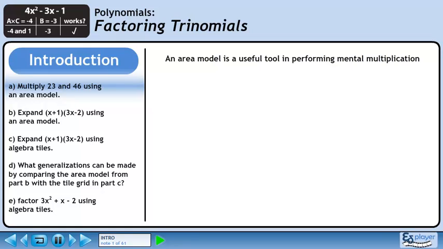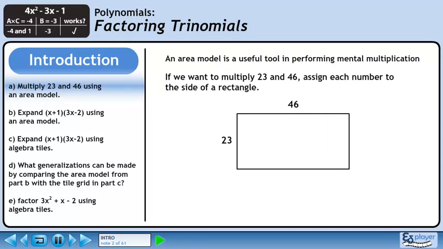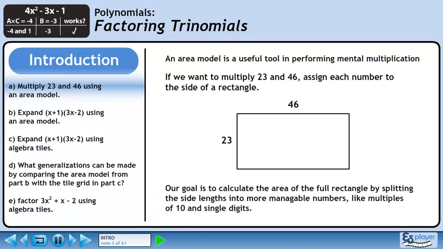An area model is a useful tool in performing mental multiplication. If we want to multiply 23 and 46, we can assign each number to the side of a rectangle. Our goal is to calculate the area of the full rectangle by splitting the side lengths into more manageable numbers, like multiples of 10 in single digits.